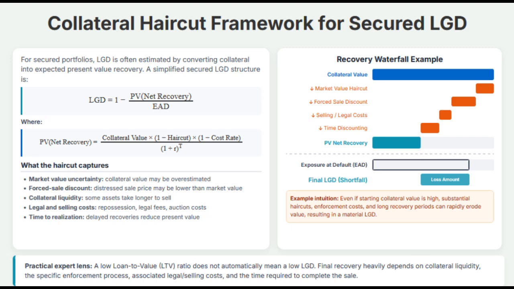The present value of net recovery is equal to collateral value times (1 minus haircut) times (1 minus cost rate), divided by (1 plus r) to the power of t, where t is the time to realize that value. The haircut accounts for market value uncertainty, sale discounts, the selling cost, and most importantly, the time factor. That's what the haircut captures, right?